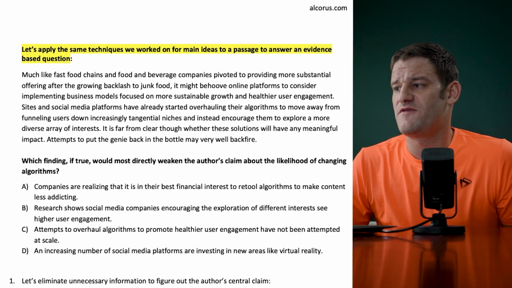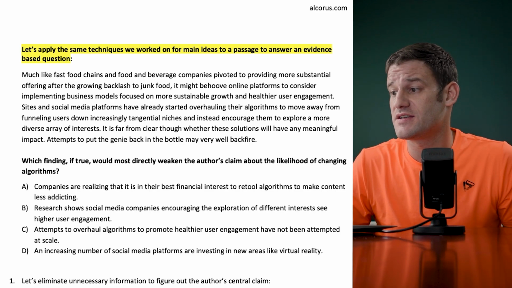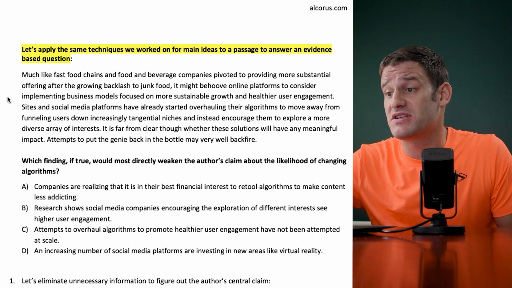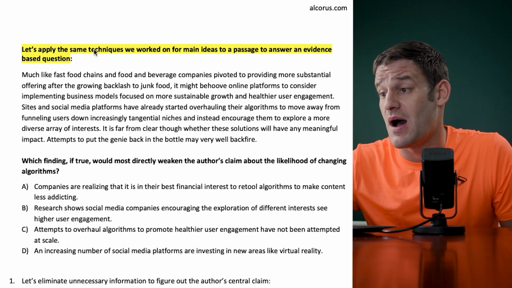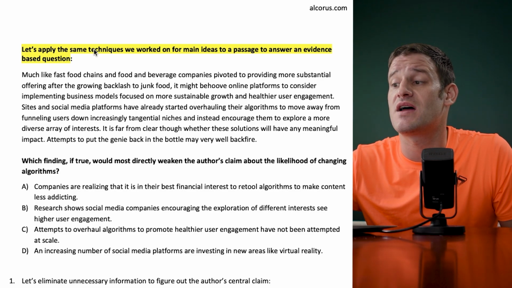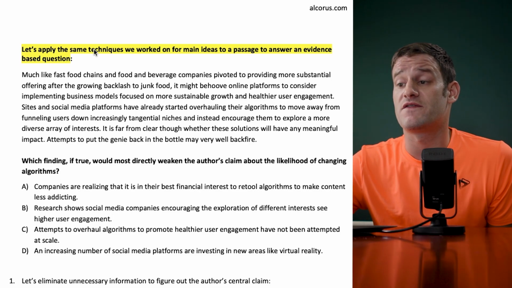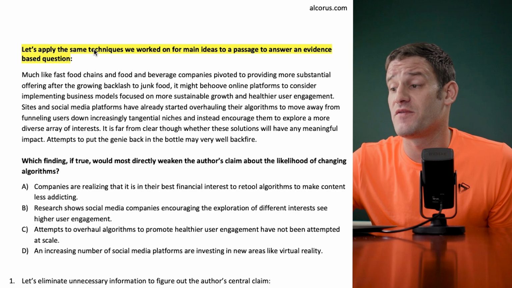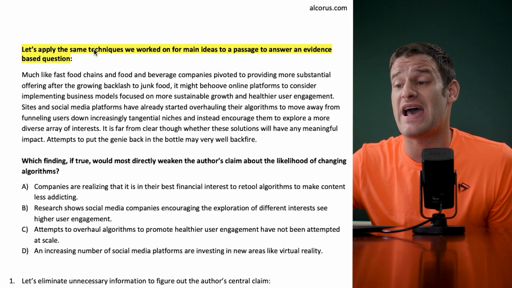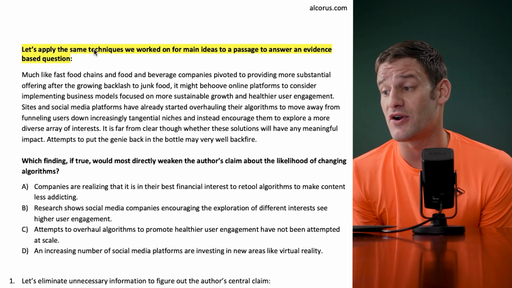Okay, let's now apply some of these strategies to an actual passage and some questions. Okay, so our first passage: Much like fast food chains and food and beverage companies pivoted to providing more substantial offerings after the growing backlash to junk food, it might behoove online platforms to consider implementing business models focused on more sustainable growth and healthier user engagement. Sites and social media platforms have already started overhauling their algorithms to move away from funneling users down increasingly tangential niches and instead encourage them to explore a more diverse array of interests. It is far from clear, though, whether these solutions will have any meaningful impact. Attempts to put the genie back in the bottle may very well backfire.